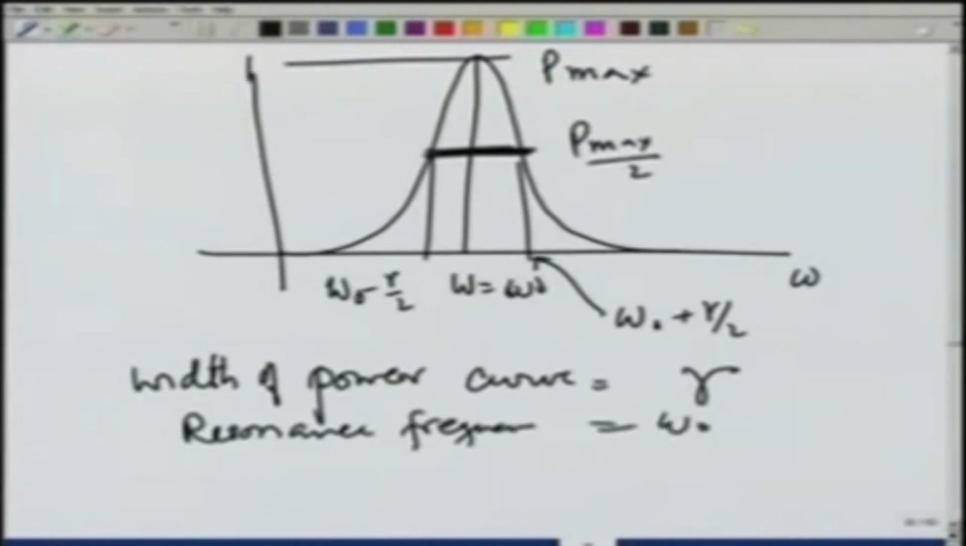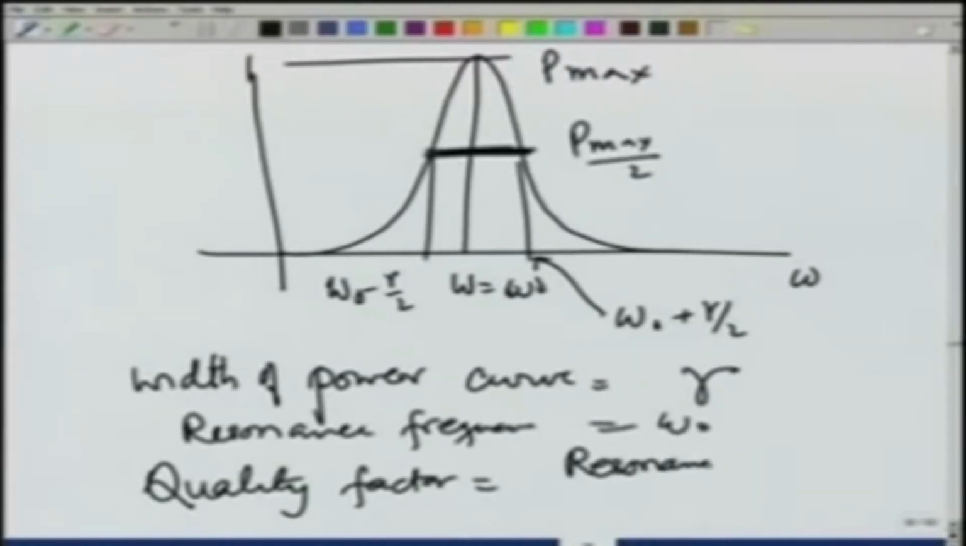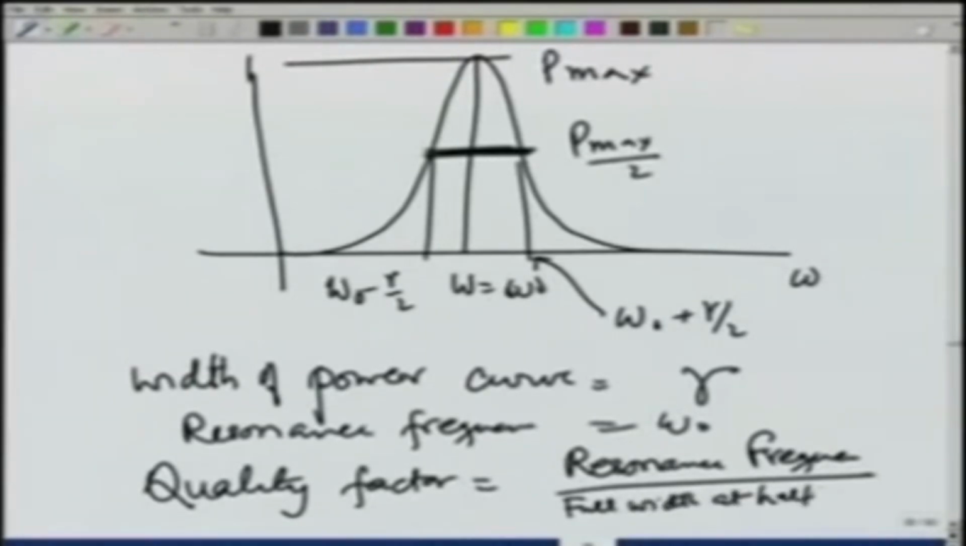resonance frequency is omega 0. You see right away that the quality factor is also related to the resonance frequency and the full width at half maximum. This is another way of looking at quality factor Q that we had introduced in the previous lecture.